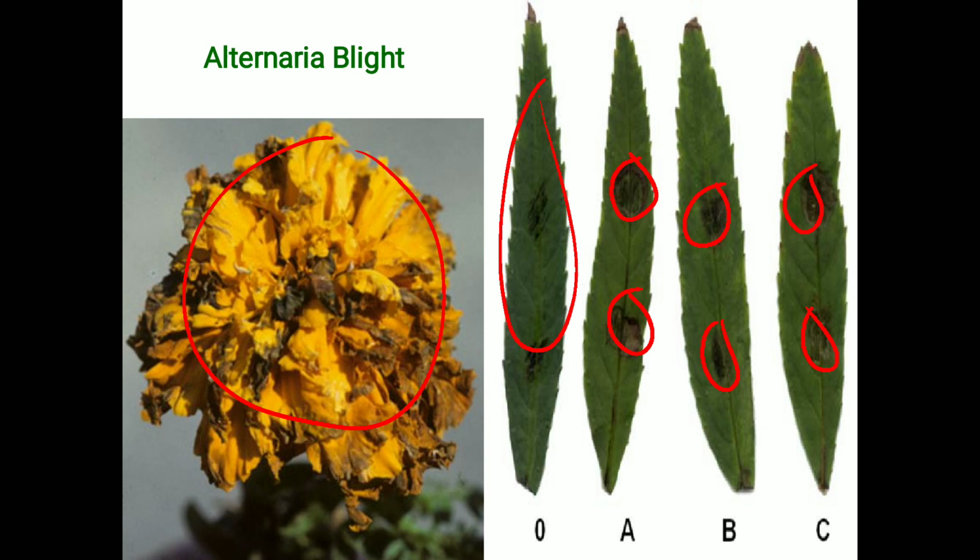Regarding management strategy, clean cultivation by removal of plant debris is followed. Then the disease is controlled by spraying mancozeb or copper oxychloride at the rate of 0.2%. In that way we can control the disease. So these are the two diseases of marigold, botrytis blight and Alternaria blight.